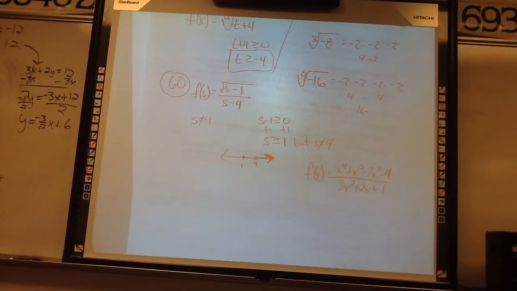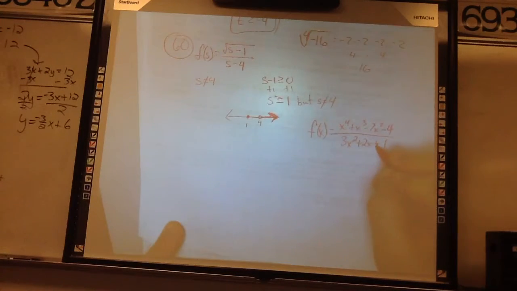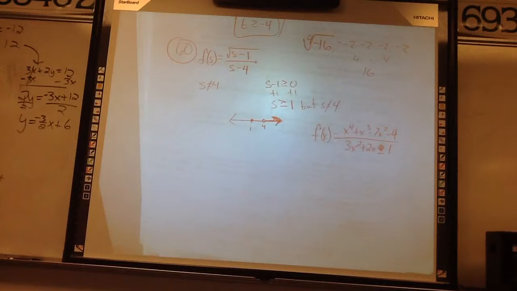There's x's on the bottom. That's why. Don't you have to factor that though? Let's change that to a negative, just to make it fun. Factor it. Maybe. Yeah, you do.